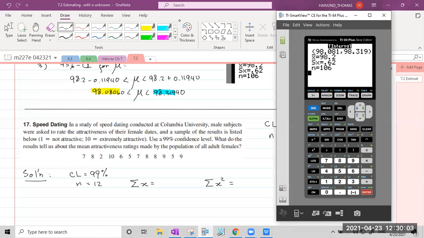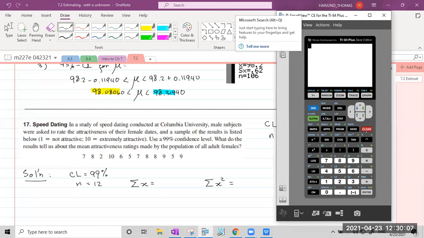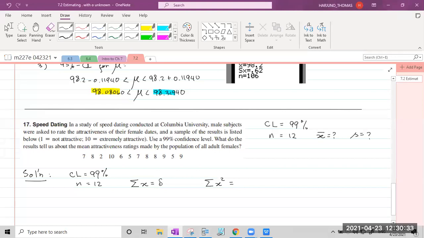I will punch in the sum of x, that's 7 plus 8 plus 2 plus 10 plus 6 plus 5 plus 7 plus 8 plus 8 plus 9 plus 5 plus 9. The total is 84. The sum of the data is 84.